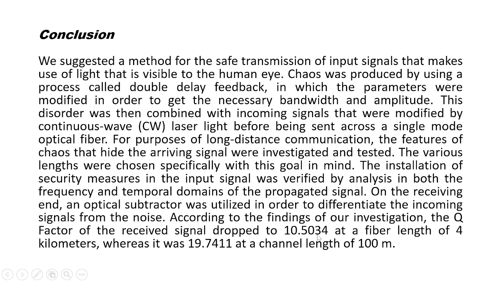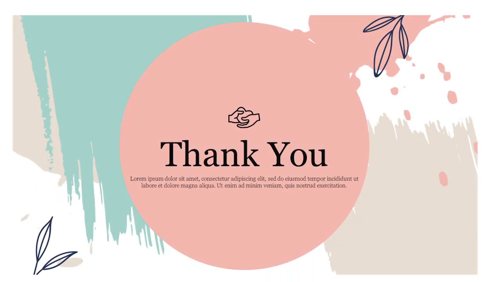According to the fading investigation, the Q factor at the receiver drops to 10.5 at a fiber length of 4 km, and is 19.74 at 1 meter. This is the result, and I get more results when I change the bias current and modulation peak current. Thank you.